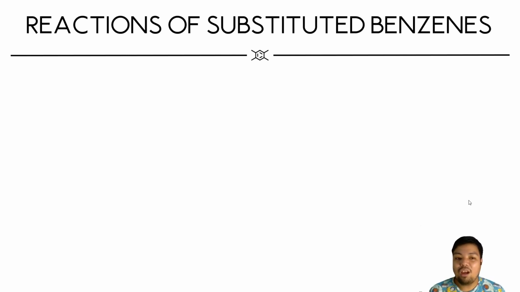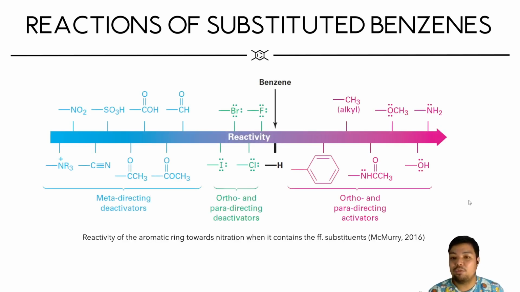As I have discussed in my previous video, substituents attached to the benzene ring affect both the reactivity of the ring towards electrophilic aromatic substitution and also where the next substituent will attach. This graph here summarizes the effects of these substituents on both the reactivity and the directivity of the electrophilic aromatic substitution reaction.